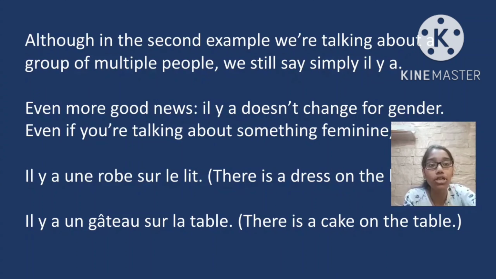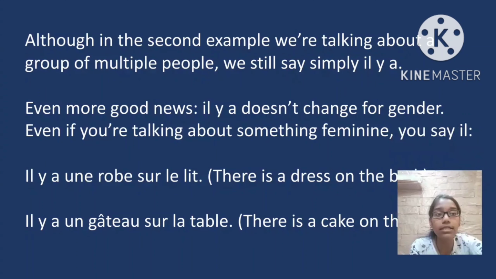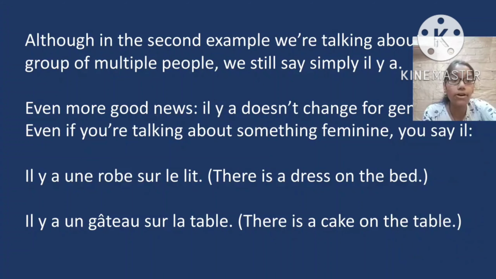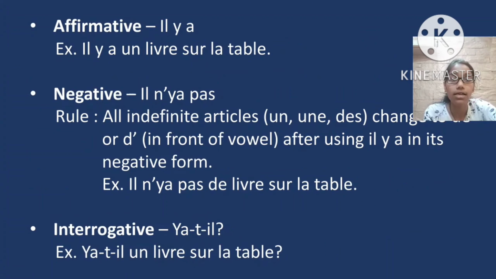Even if you are talking about something feminine, you will say il. Example: il y a une robe sur le lit. There is a dress on the bed. Il y a un gâteau sur la table. There is a cake on the table.